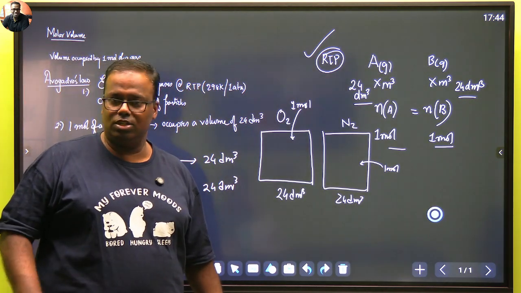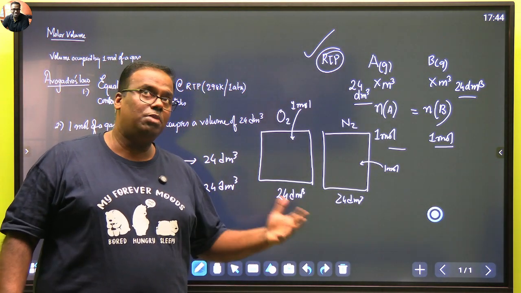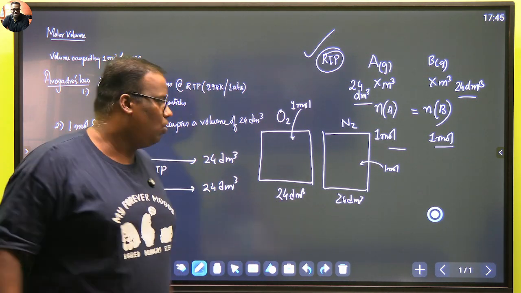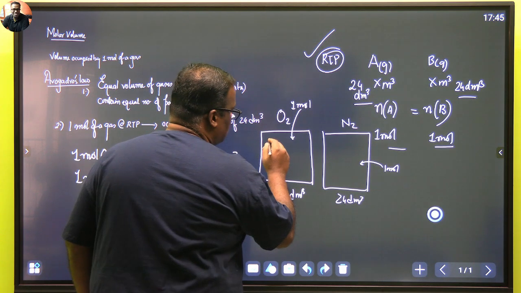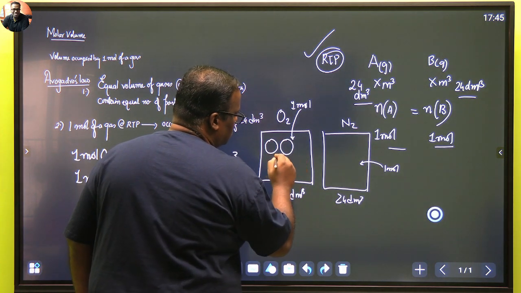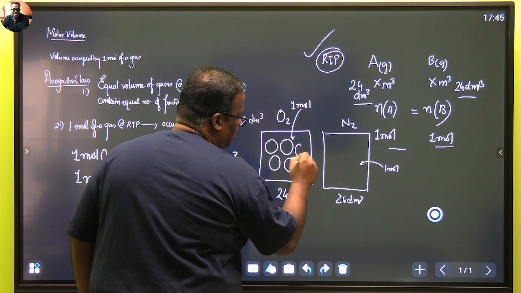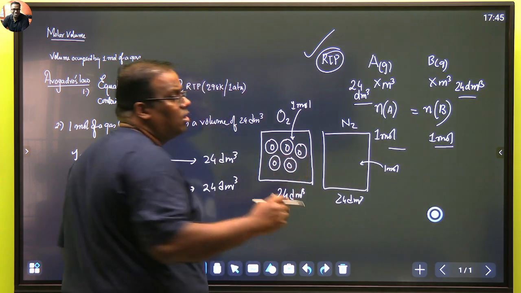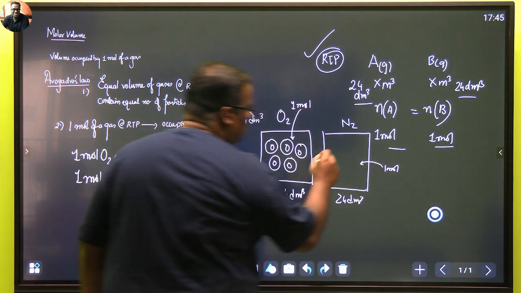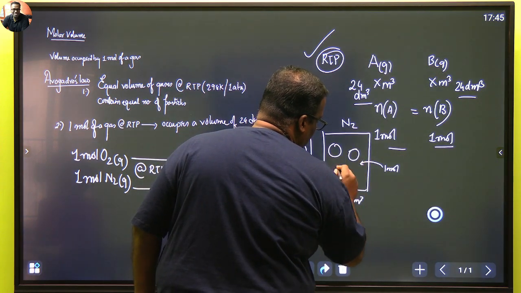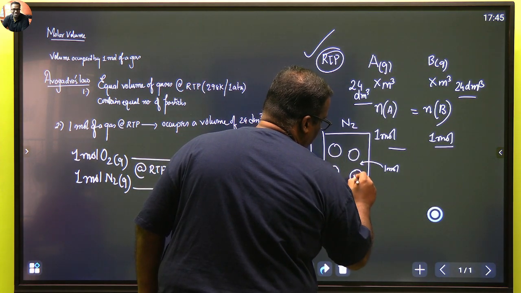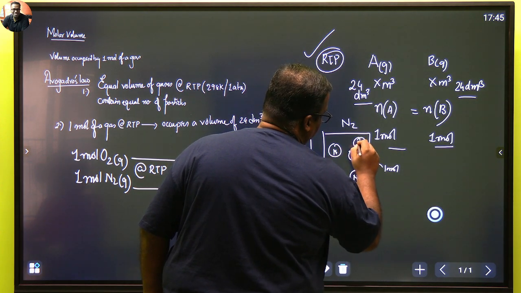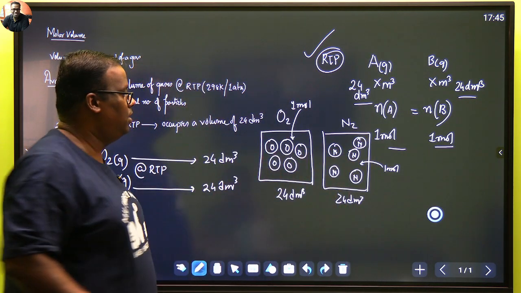Oxygen, nitrogen are not the same things. Whose atomic mass is more? Oxygen's atomic mass is more. Yes or no? So oxygen as an atom will be bigger in size. Oxygen atoms are a little bit bigger. Obviously, oxygen's atomic number is 8. Nitrogen will be a little smaller. But the count will be exactly the same.